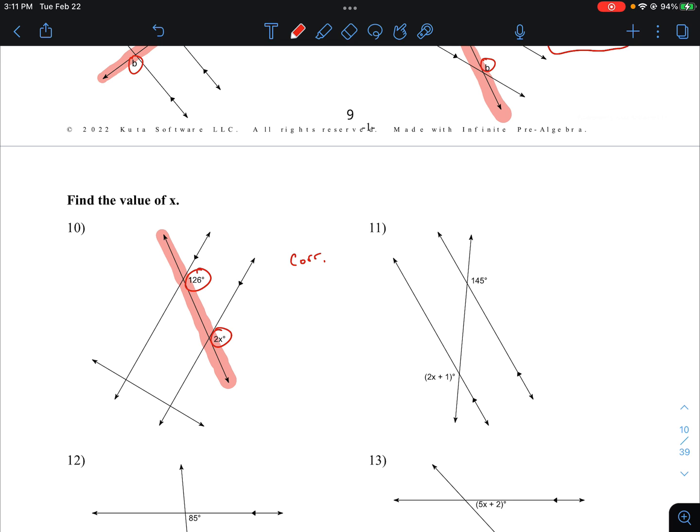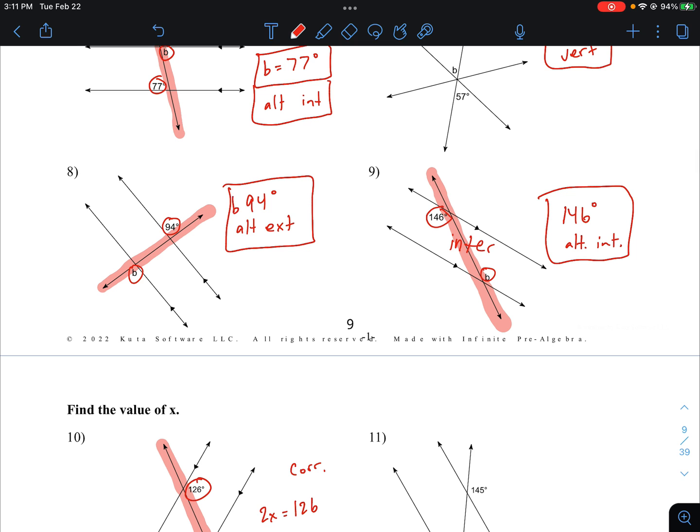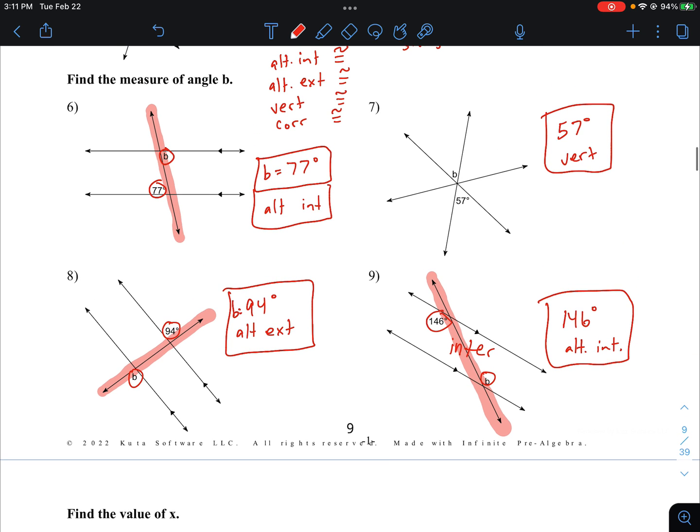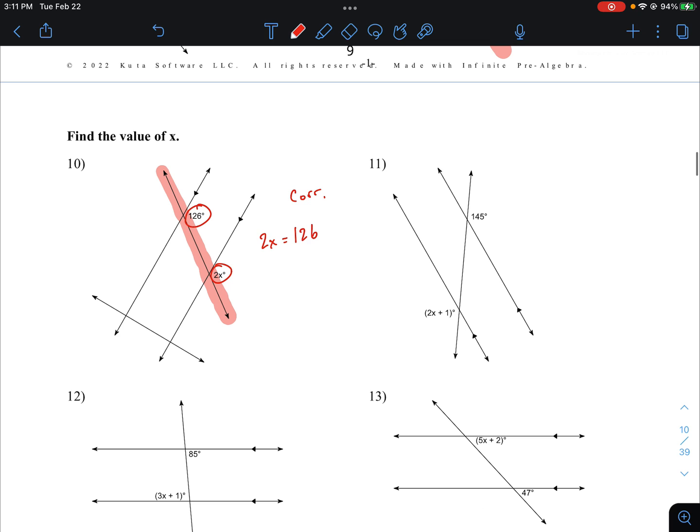So if we set up the equation, we know that 2x equals 126. So how do I solve for x? Well, divide by 2. That cancels. x equals 63. So it's not 63 degrees. x is 63 because the value of x is half of 126. So x is 63.